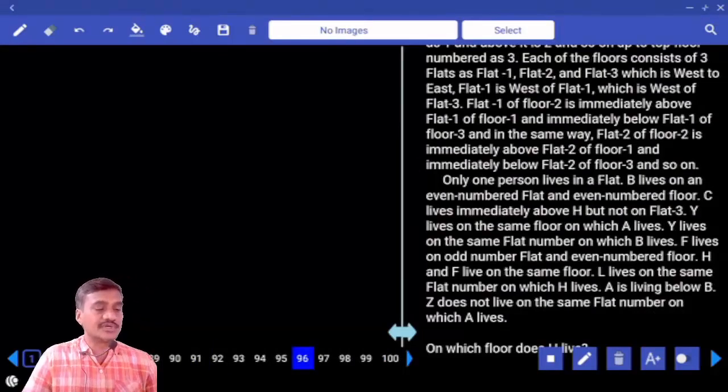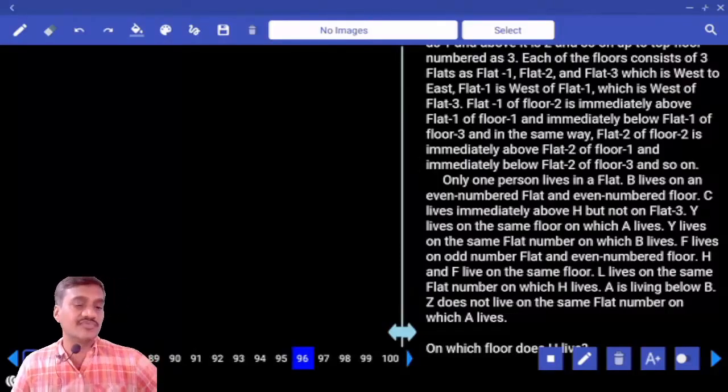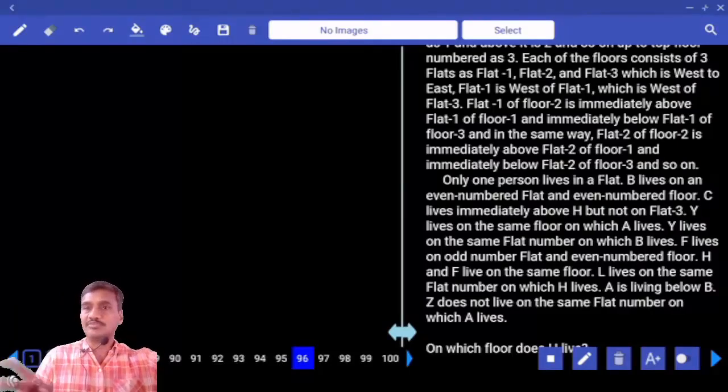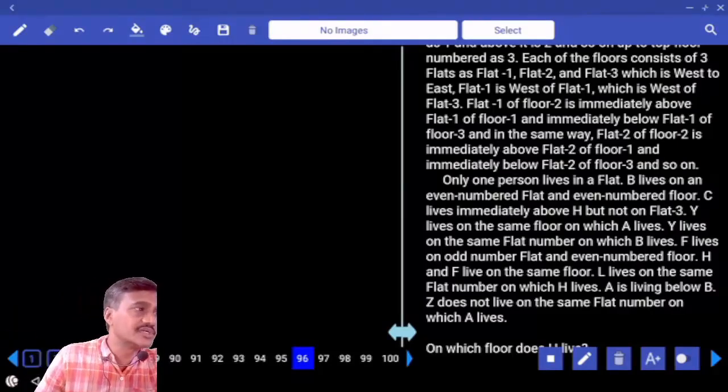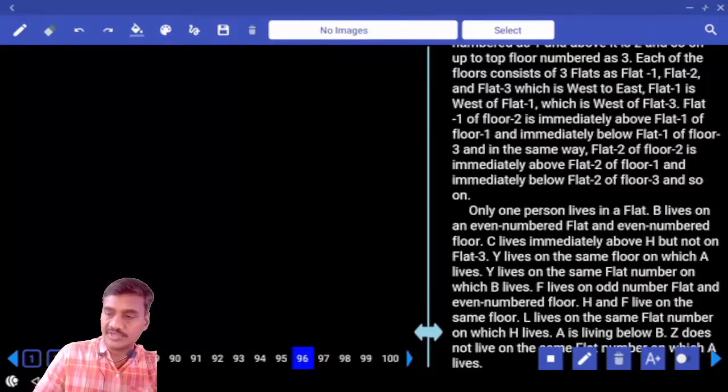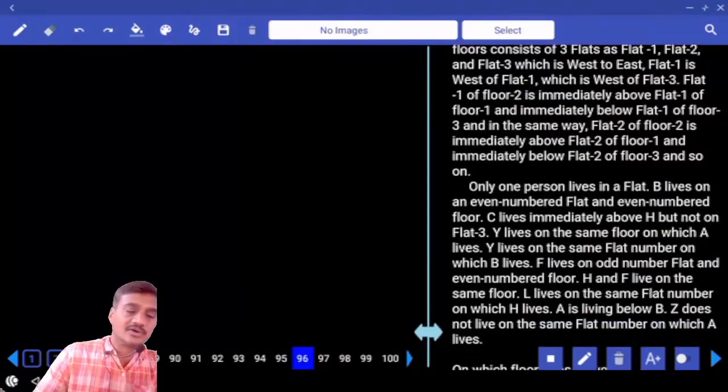What do we do with 96 to 100? Floors, 3 flats and 3 floors, that is all. 9 members, 3 floors and 3 flats. Shall we start? Comparing these two, which is easier? 96 to 100 is much easier when compared with our 91 to 95. Now let us start with this 96 to 100.